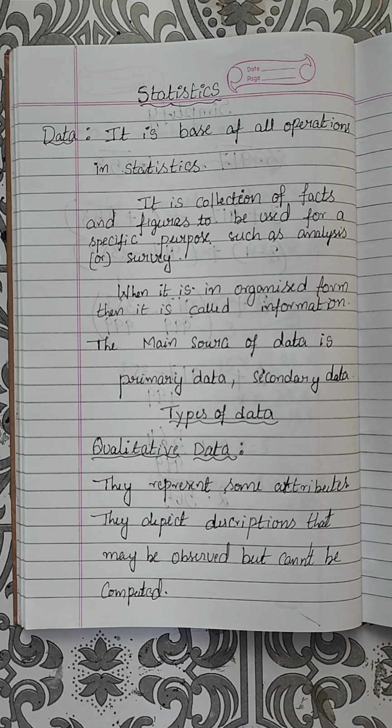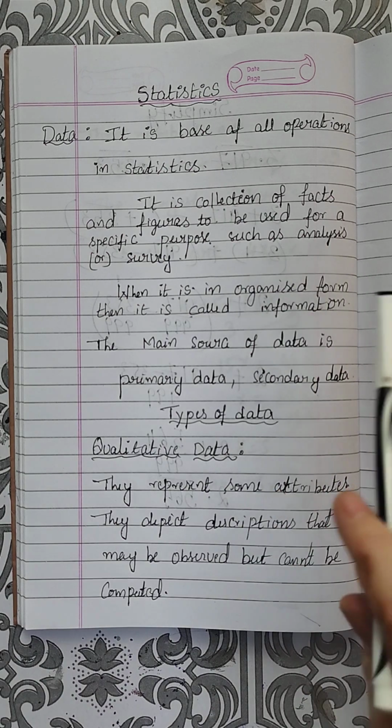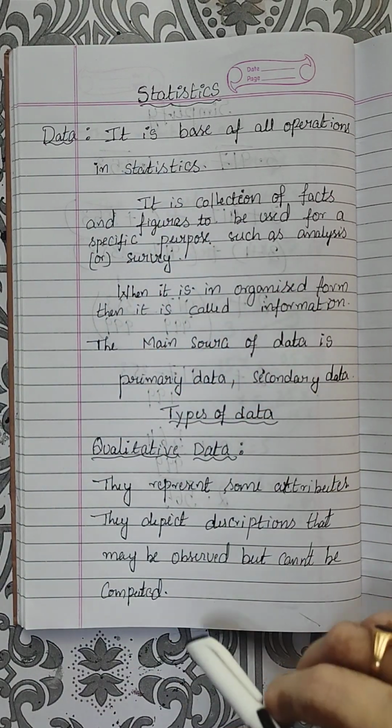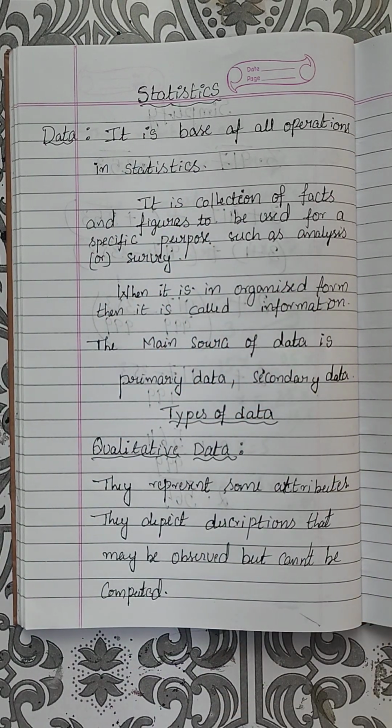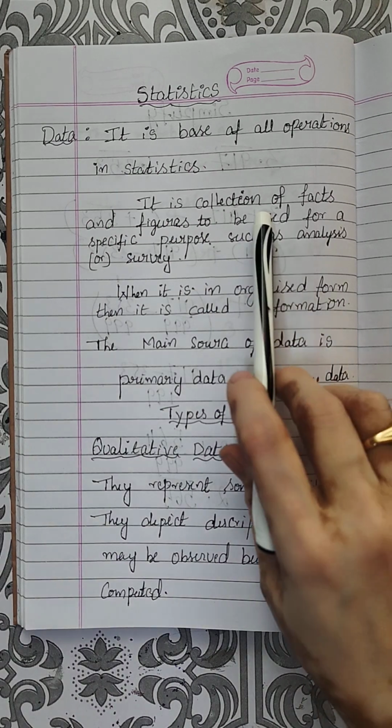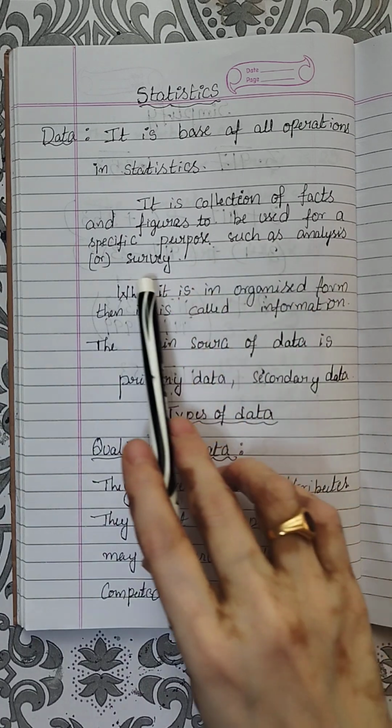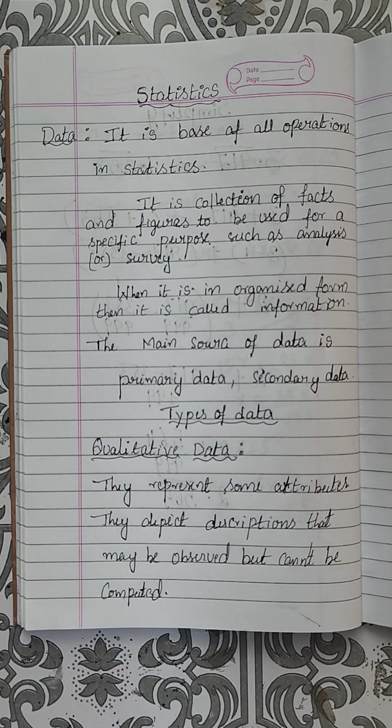Okay, so first we will observe the basics of statistics, that is data. So data is nothing but the systematic record of a particular quantity. Okay, it is nothing but the base of all operations in statistics. It is a collection of facts and figures used for a specific purpose, for a particular survey, or we can do analysis using this.